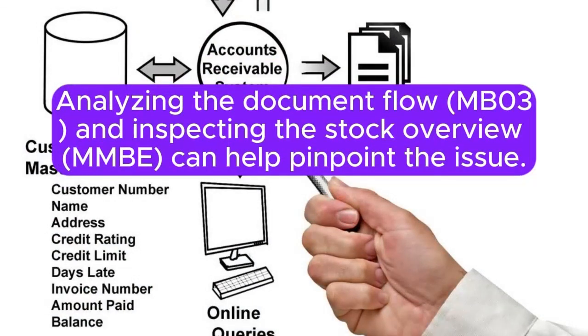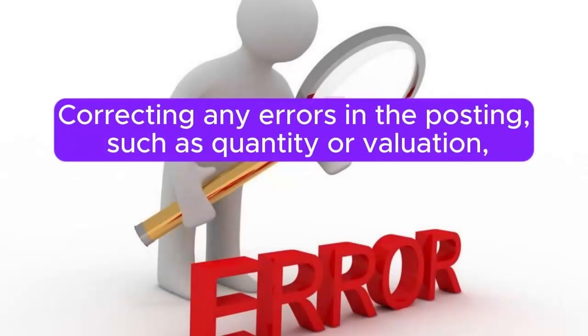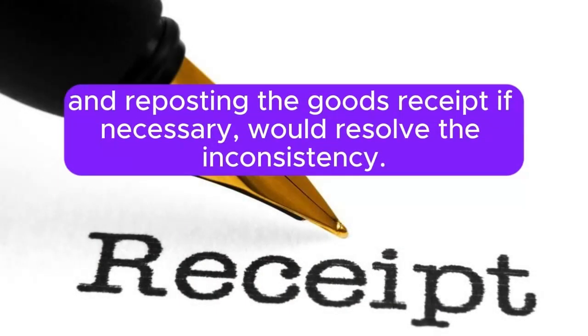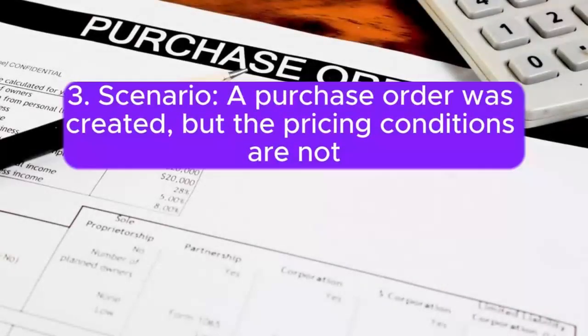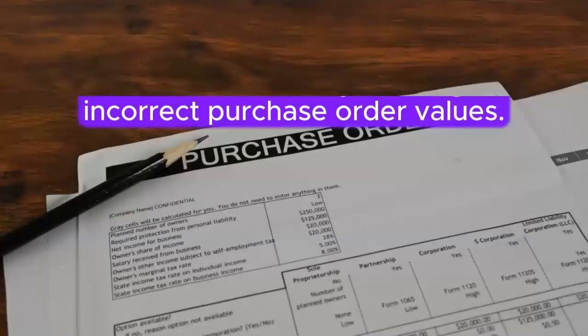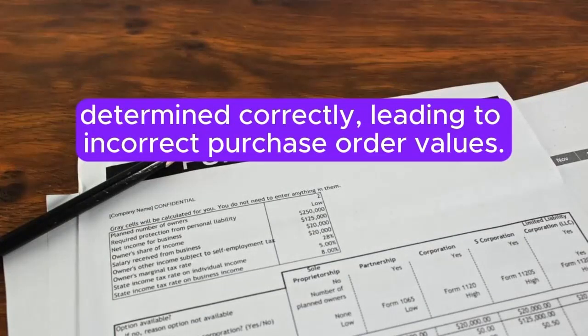Analyzing the document flow (MO3) and inspecting the stock overview (MB) can help pinpoint the issue. Correcting any errors in the posting, such as quantity or valuation, and reposting the goods receipt if necessary, would resolve the inconsistency.